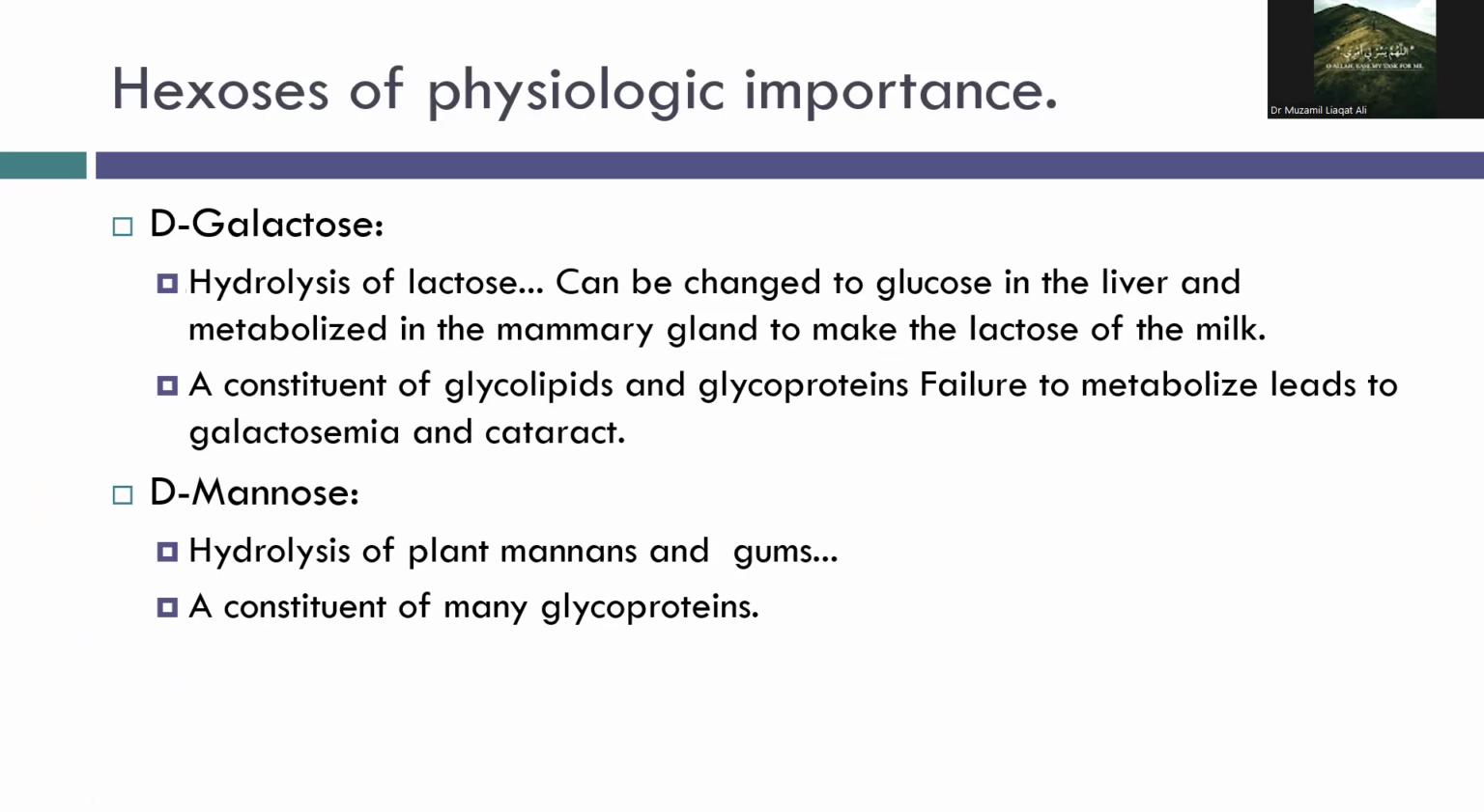Next is D-galactose. D-galactose is derived from the hydrolysis of lactose, the milk sugar. It is converted to glucose in the liver and used in the mammary gland to synthesize lactose for milk. Galactose is a constituent of glycolipids and glycoproteins. Failure to metabolize galactose leads to galactosemia, which can cause cataracts, liver damage, and mental retardation if the condition is untreated. The next is D-mannose, obtained from the hydrolysis of plant mannans and gums.